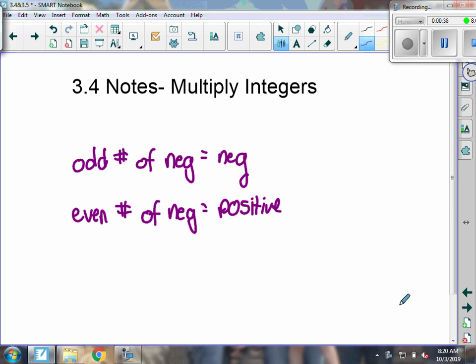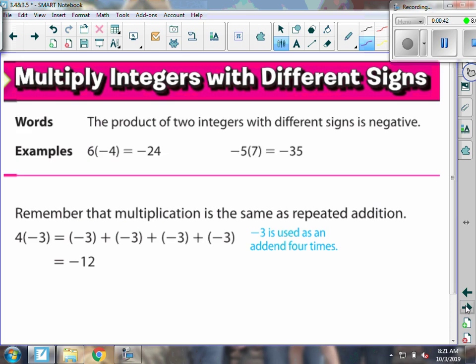So that's a little summary of the rules. When we multiply, a product of two integers with different signs is negative. So when we multiply a positive times a negative, or a negative times a positive, our answer will always be negative. We have one negative number here, and 1 is an odd number. If we have an odd number of negatives, our answer is negative.